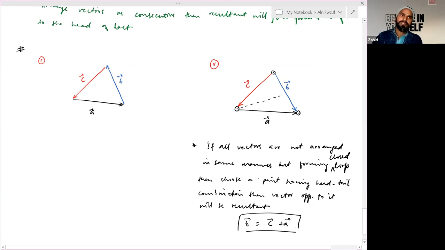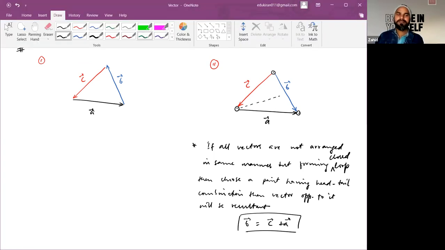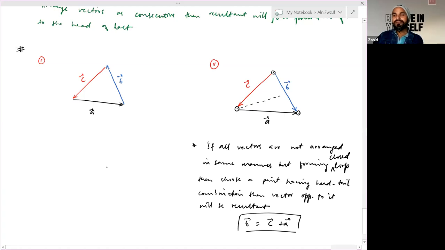So if you use this concept in the first example, all vectors are arranged in the same manner. If all vectors are arranged in the same manner and forming a closed loop, the sum of all must be 0. So you can't find a resultant in that part.